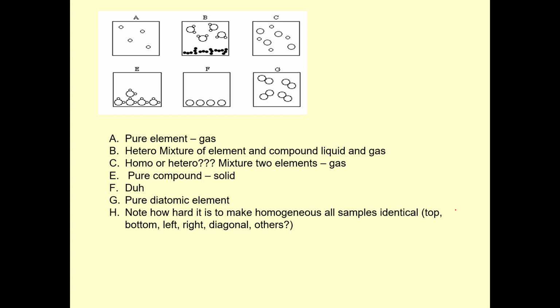All right, so just looking at a couple of these, this first one is a pure element, and it's a gas. There's only one type of circle. The next one is a heterogeneous mixture. The reason it's easy to tell it's heterogeneous: if I drew a line right there, the top part is Mickey Mouses, and the bottom part is triple dots. So if you see something in layers, it's heterogeneous.